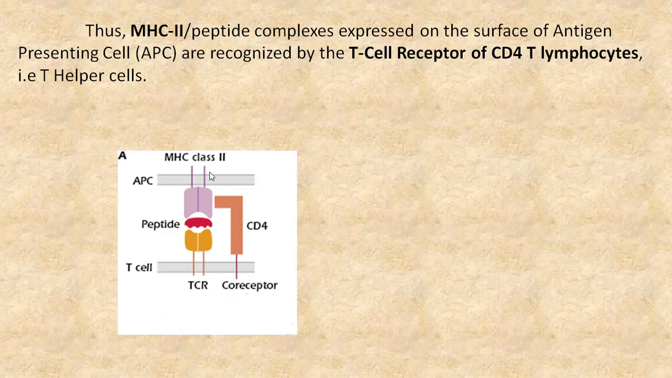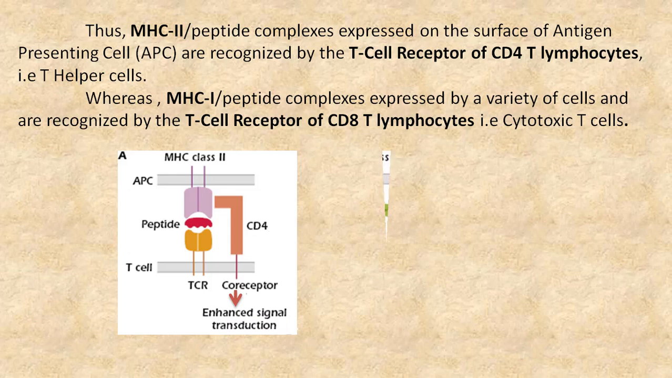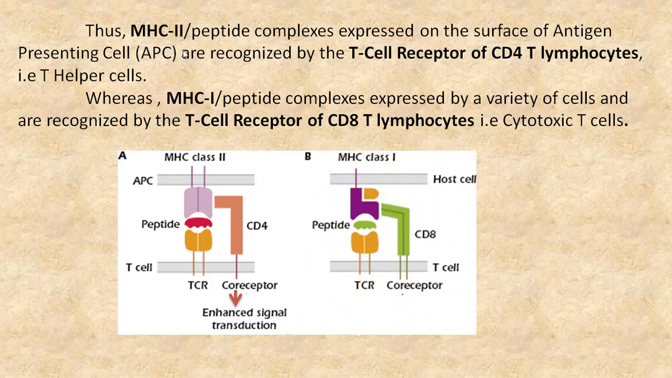Thus, MHC class II peptide complexes expressed on the surface of antigen presenting cell are recognized by T cell receptor of CD4 lymphocytes, that is T helper cells, whereas MHC class I peptide complexes expressed on a variety of cells are recognized by T cell receptor of CD8 T lymphocytes, that is cytotoxic T cells.